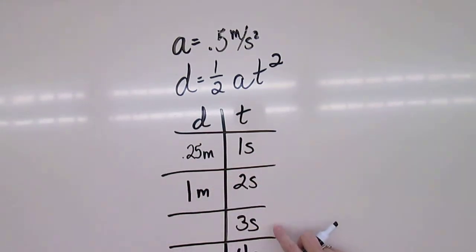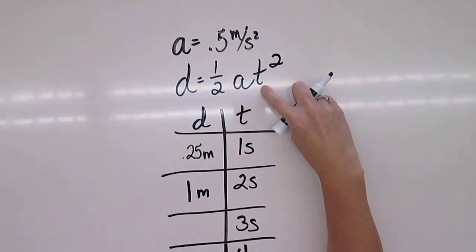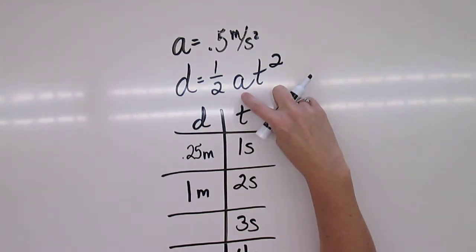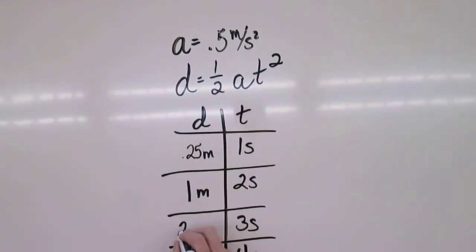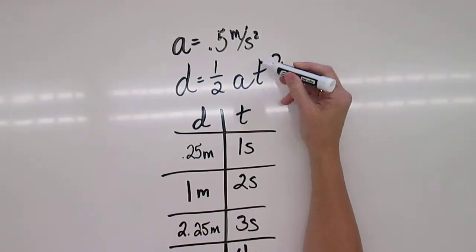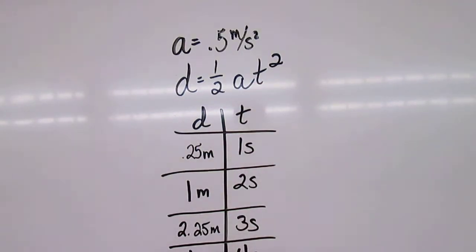3 seconds, we have 9, and times 0.5 gives us 4.5, times a half again gives us 2.25 meters. And then 4 seconds. 4 squared is 16, times 0.5 is 8, times half again gives us 4 meters.